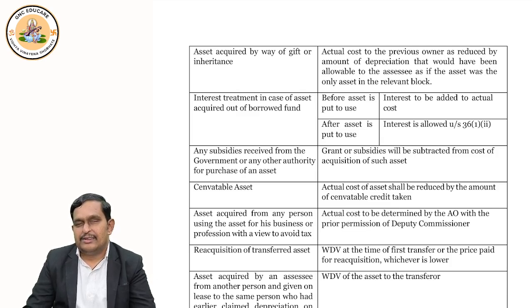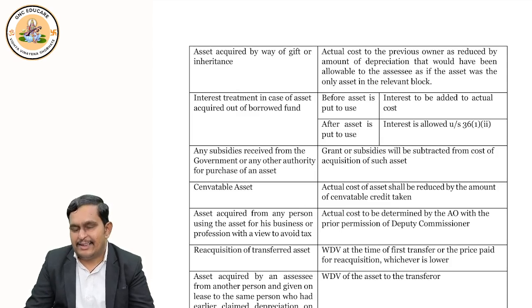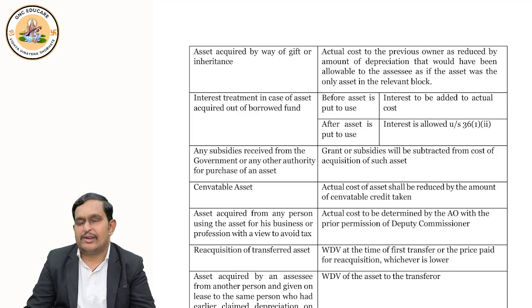Now, if it is not under GST, if it is under excise duty, then obviously you can deduct the Cenvatable credit from the cost. That's simple, which we discussed here. Now, let's continue with the next point.